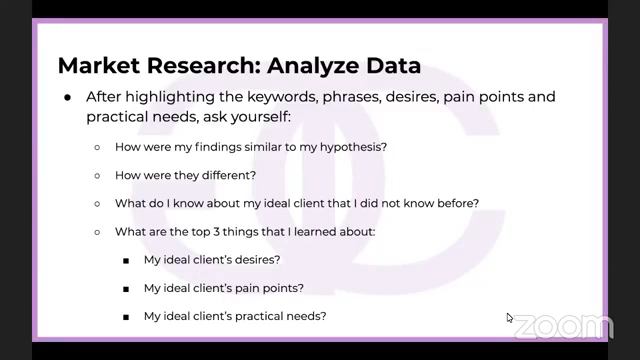After highlighting the keywords, phrases, desires, pain points, and practical needs, ask yourself, how were my findings similar to my hypothesis? So in the very beginning in training one, we talk about creating a hypothesis and how to do that. How are your findings similar to what you thought you were going to find? And then how are they different? What do you know about your ideal client that you didn't know before? What are the top 3 things that you learned about your ideal client's desires, your ideal client's pain points, your ideal client's practical needs? Get it all out.